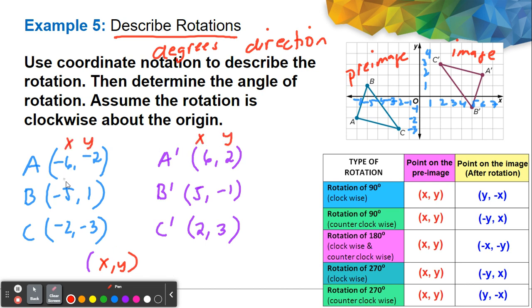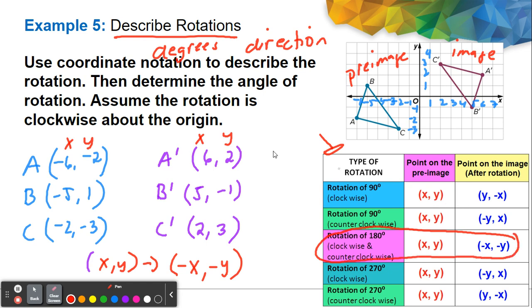If you compare them, the X in our pre-image becomes the opposite in our image. Our X, negative 6, turned into positive 6. That's the opposite of the given X. Negative 2 becomes positive 2. That is also the opposite of the given Y. So the rule is negative X and negative Y. Now take a look at our table. As you can see, this one is negative X and negative Y. Therefore, this pre-image is rotated 180 degrees clockwise.